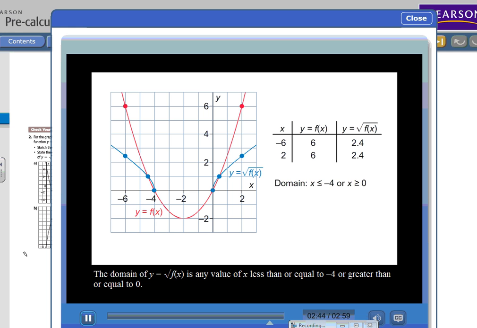The domain of y equals root f(x) is any value of x less than or equal to negative 4 or greater than or equal to 0. The range is any value of y greater than or equal to 0.